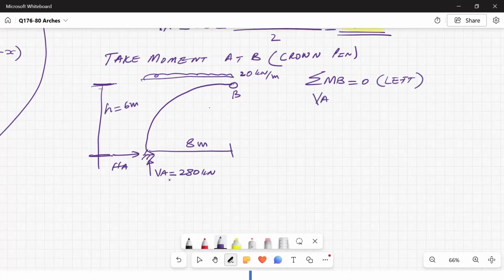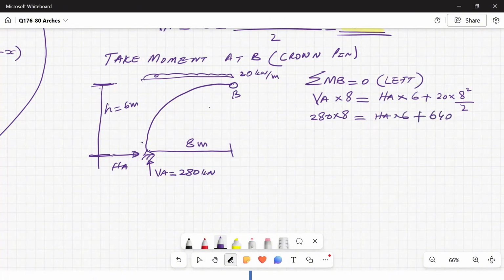So VA times 8 will create clockwise moment, and this is equal to HA times distance between HA and point B, which is 6, plus 20 is UDL. It is spread on 8, and it is acting at half of 8, so that's why I'm writing 8 square over 8. VA is 280 into 8 is equal to HA times 6 plus this will give me 640.